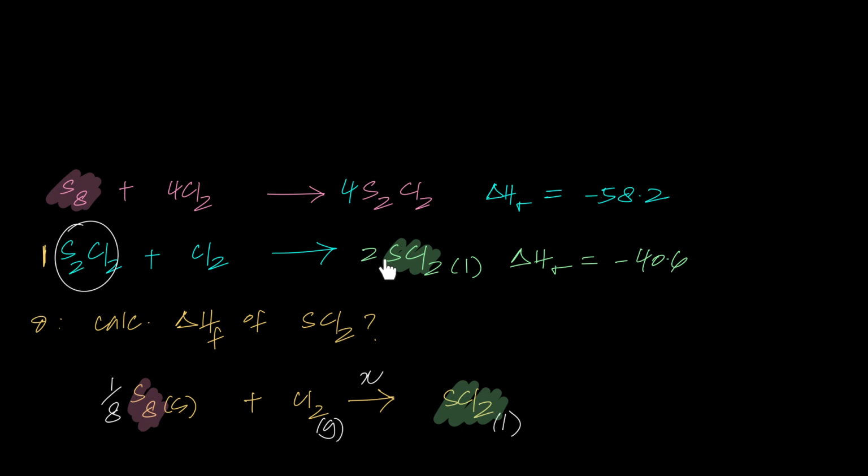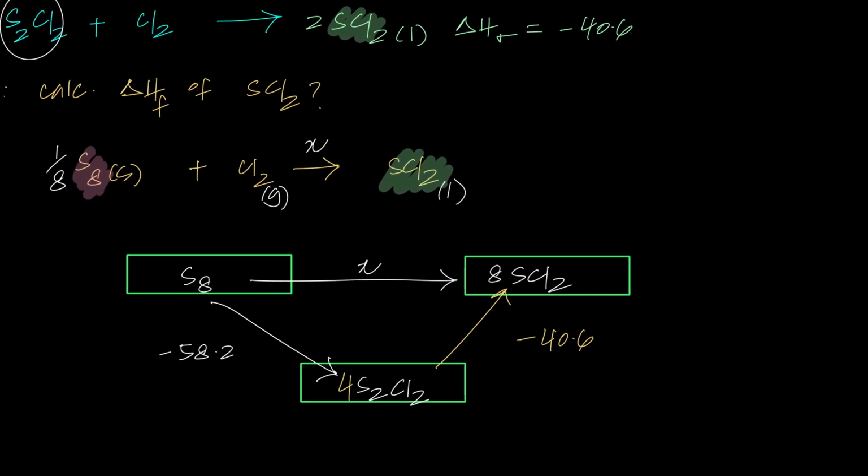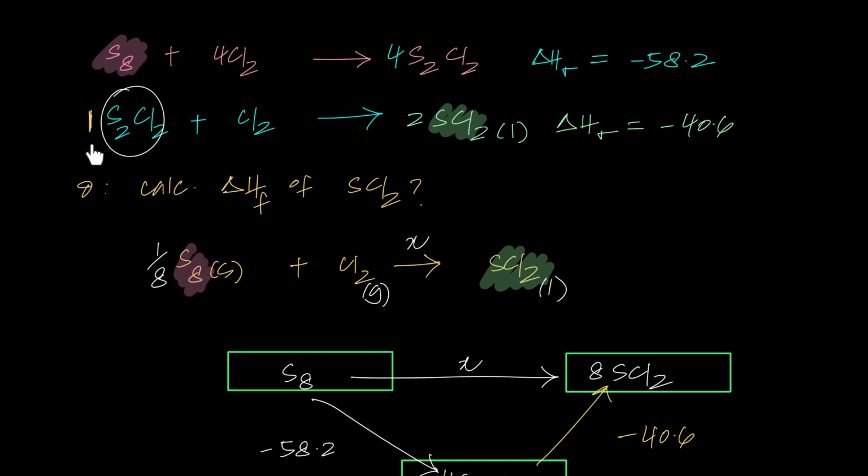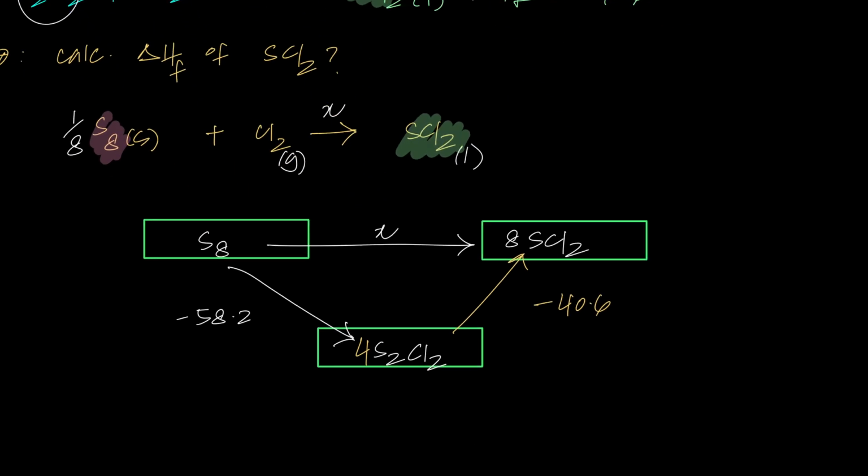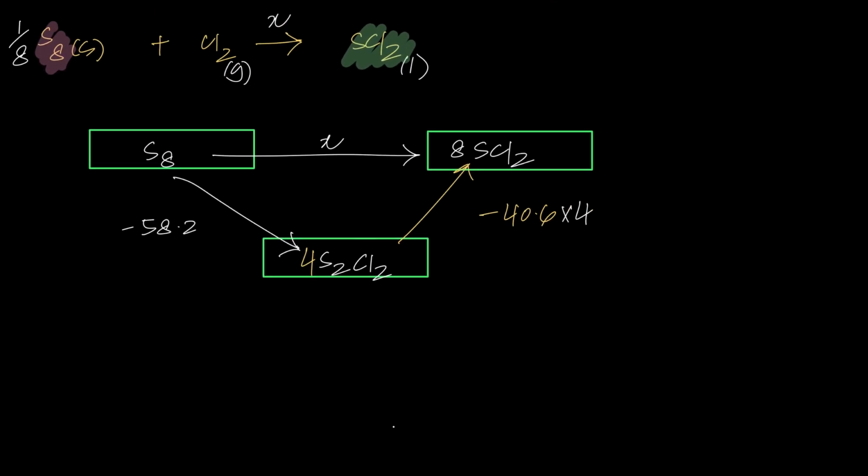So if 4 gives you 8, what would be the enthalpy change of the reaction? If 1 gives you 2, the enthalpy change of reaction is minus 40.6. But if this is 4, this is multiplied by 4. The enthalpy change of reaction should also be multiplied by 4, right? True? Everybody agrees with me?